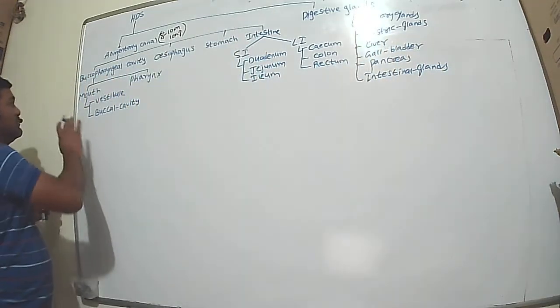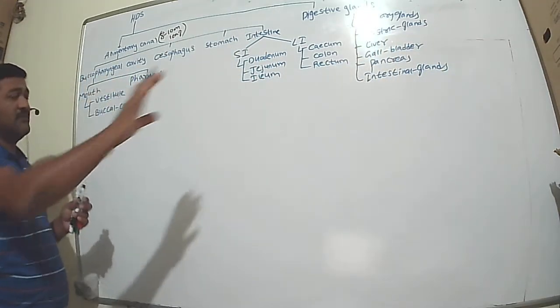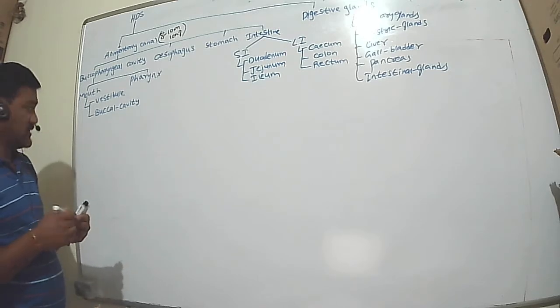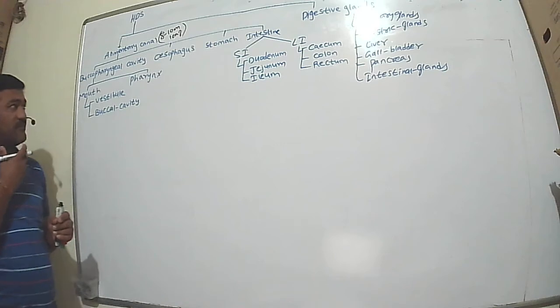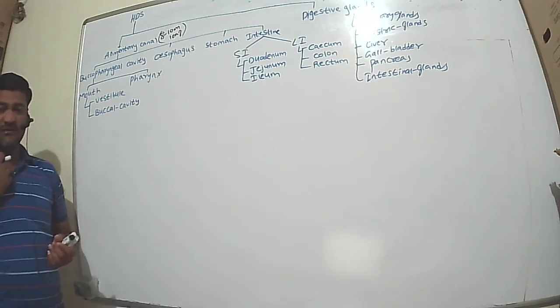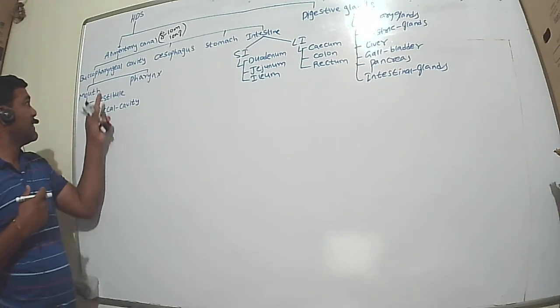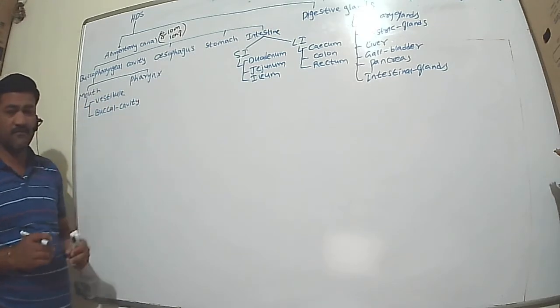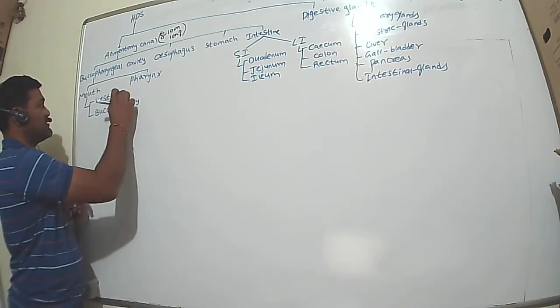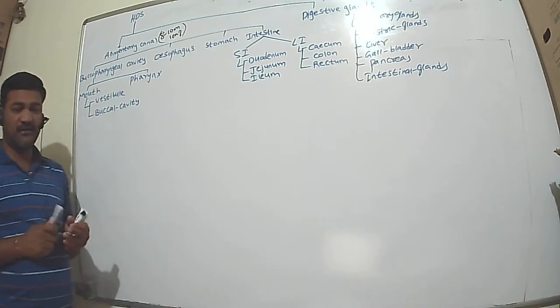First we'll discuss the various structures which come across the alimentary canal, and then we'll discuss the digestive glands. First, coming to alimentary canal, the first part is the buccopharyngeal cavity, which is just in front of the esophagus. This buccopharyngeal cavity has two parts, mouth and pharynx. And again, mouth has two parts, vestibule and buccal cavity.